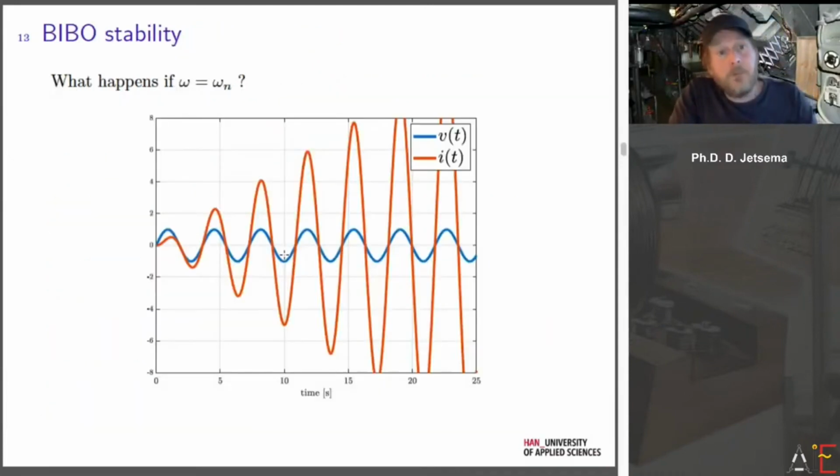And of course, what happens when the frequency of your input voltage precisely coincides with the natural frequency? Then the filter is even unstable. So from a system and control perspective, this system is not bounded input, bounded output stable, because the input here, the voltage, the blue line, is a bounded signal, and the red one, the current, is unbounded in this case. Okay.